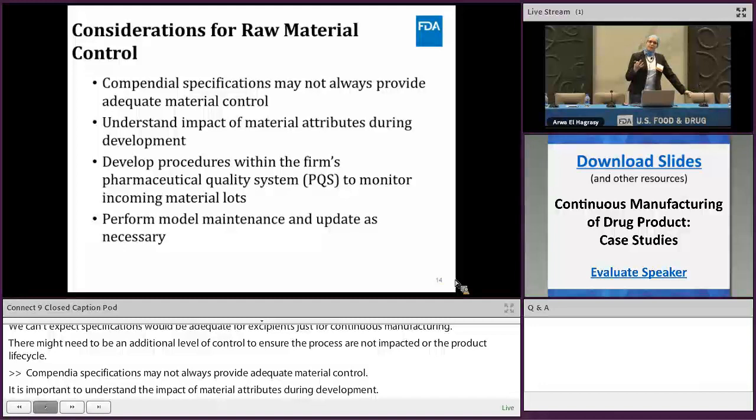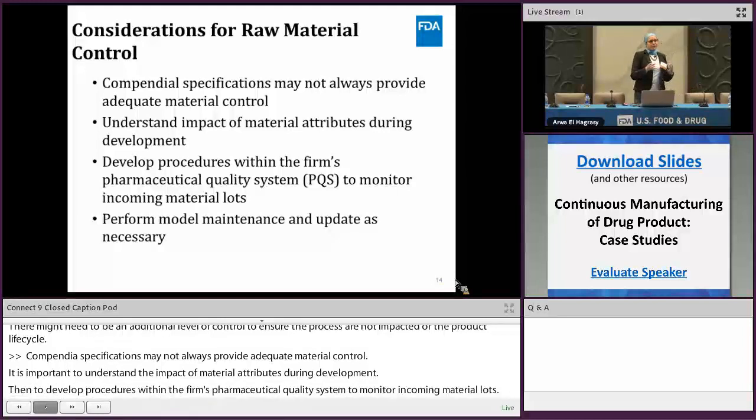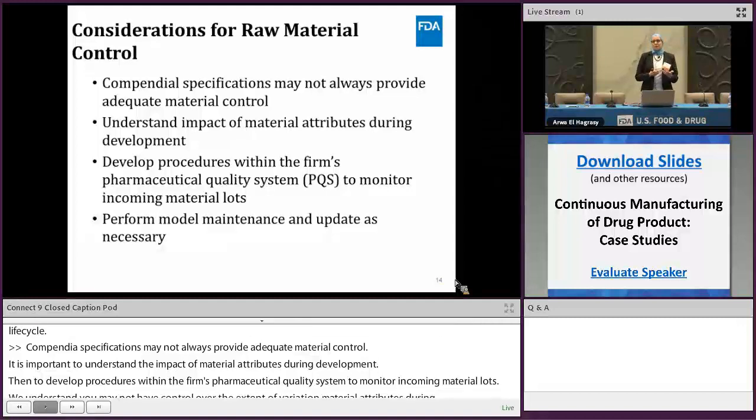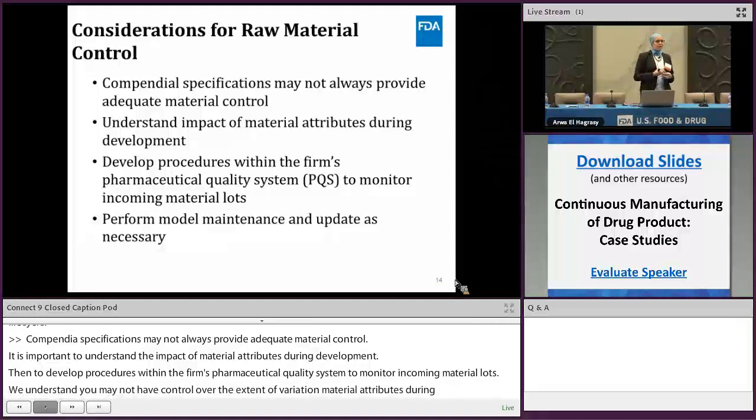We understand that you may not necessarily have control over the extent of variation in material attributes during development. You would likely see more variation as you move to commercial manufacturing, but at least having that level of understanding and internal control could guard against unexpected or undesirable results during commercial operation.